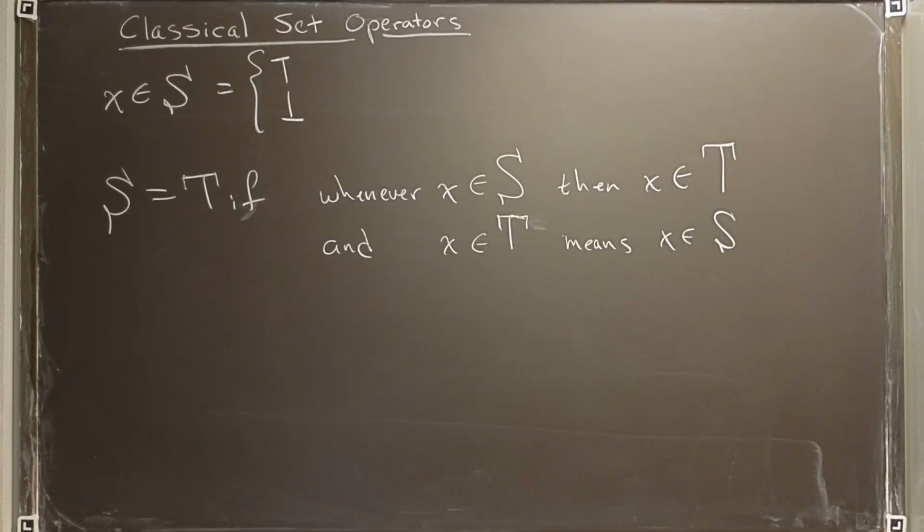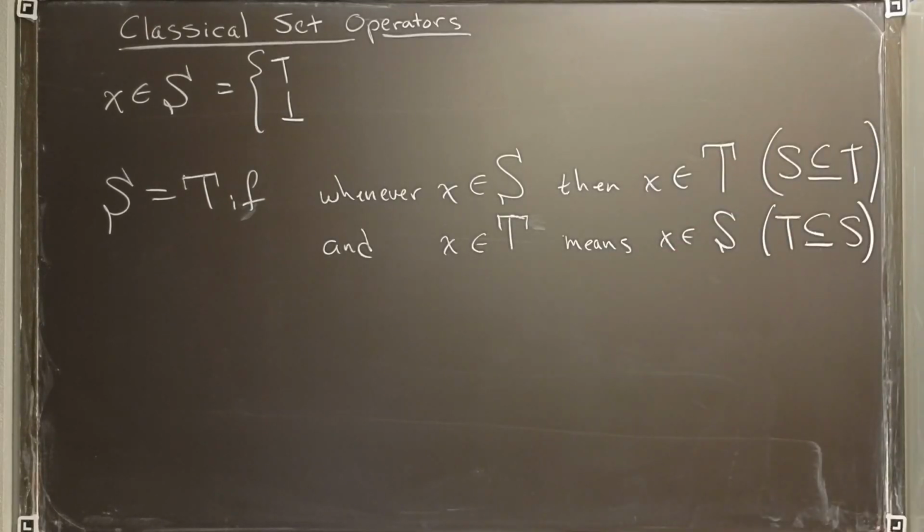So, said another way, if X is an element of S, then X must also be an element of T, and vice versa. If X is an element of T, then X must also be an element of S. Now, you'll often find that this is accompanied by some notation. For example, when X is an element of S, then X is an element of T can be said as S is a subset of T. The statement that X is in T means X is in S is a statement that T is a subset of S. Therefore, it is common to summarize that S equals T when S is a subset of T and T is a subset of S.